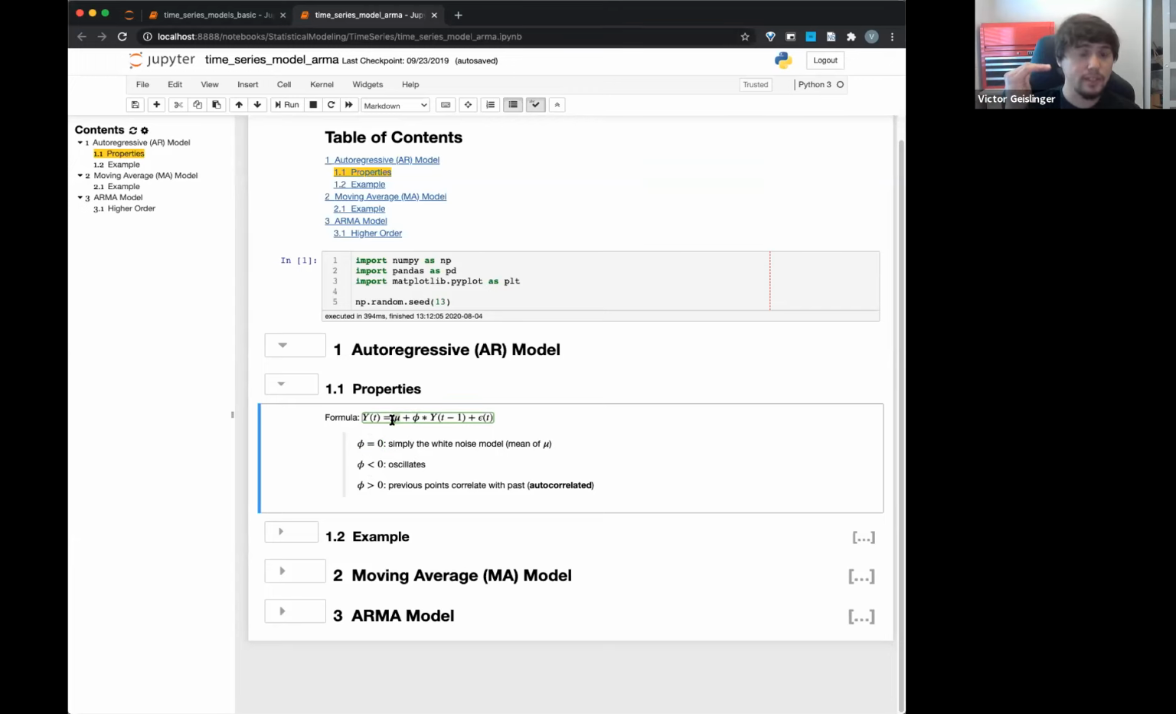Which is its mean, which is basically just going to be the same number, and then some epsilon white noise, right? So basically you just have the white noise model with the mean of mu. Okay, does that make sense so far?